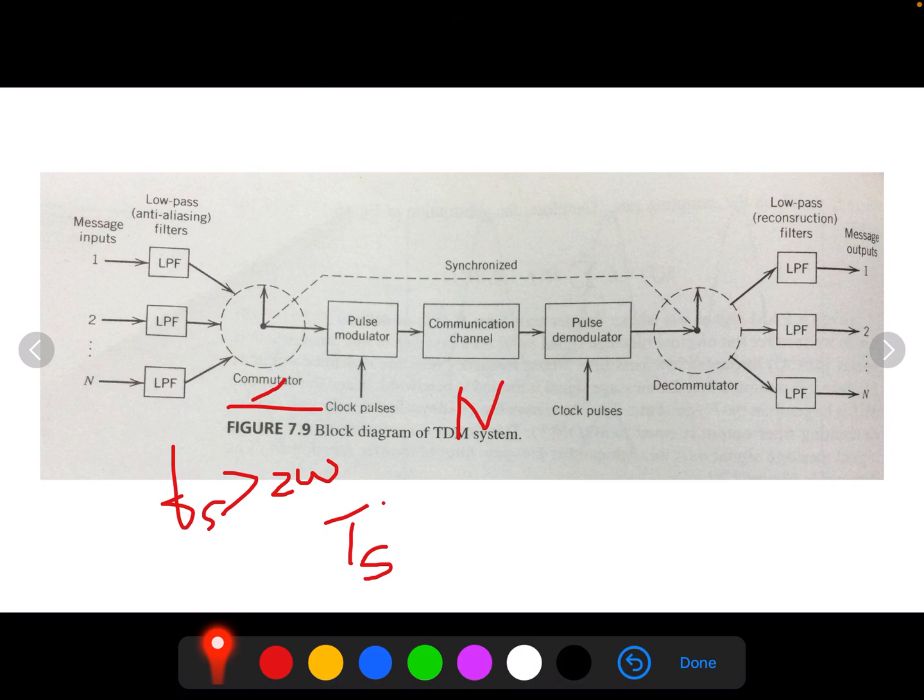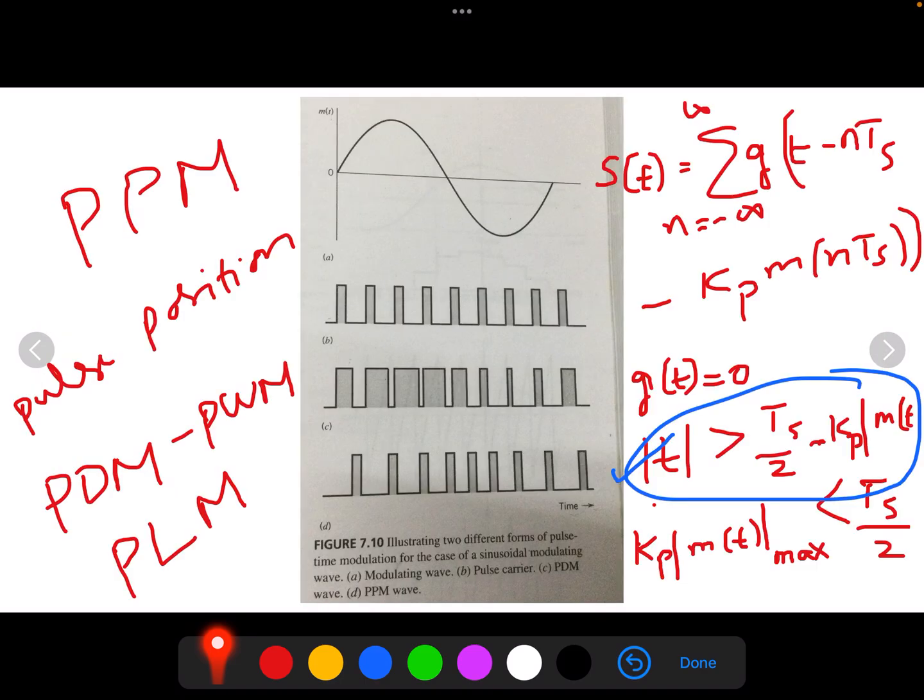Then the PPM generation. So what is PPM? Pulse position modulation. What are the other names given? PDM, PWM, PLM: pulse duration modulation, pulse width modulation, pulse length modulation. How these signals are generated, and what are the conditions to be satisfied in order to get the PPM wave, is explained here.